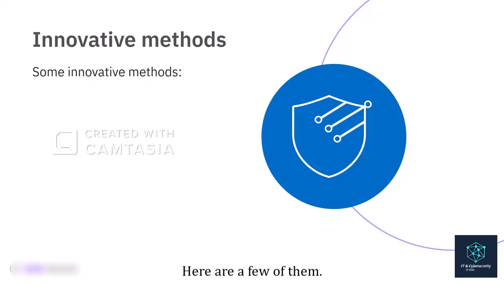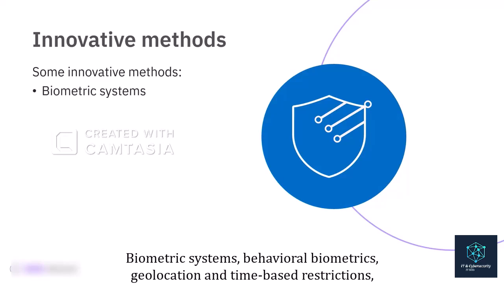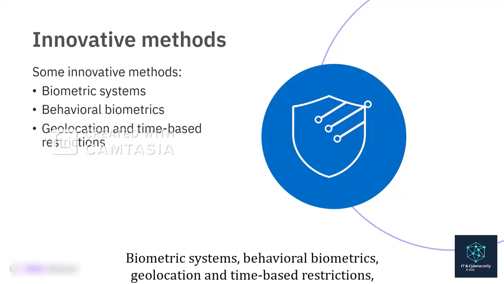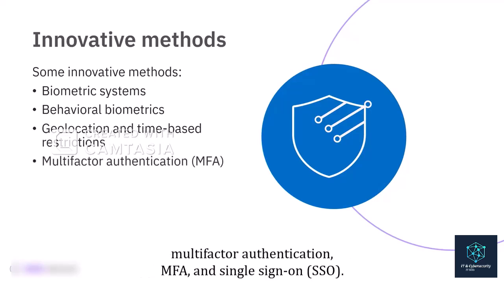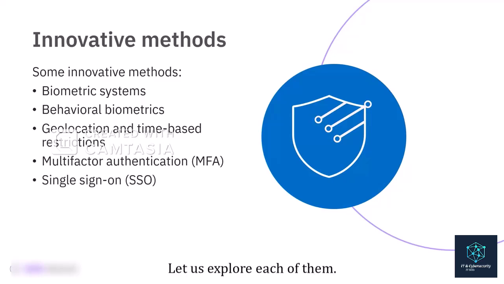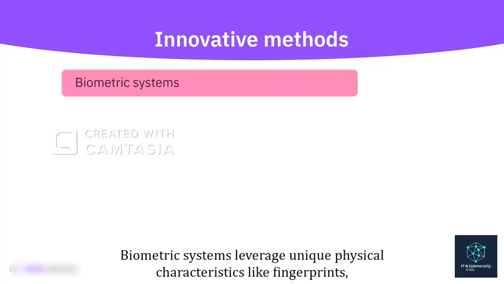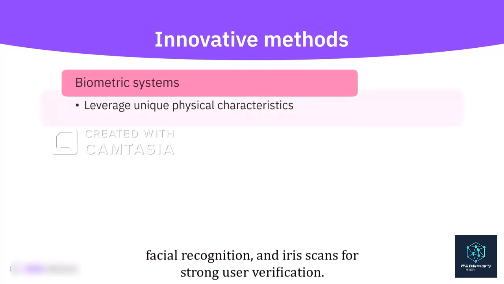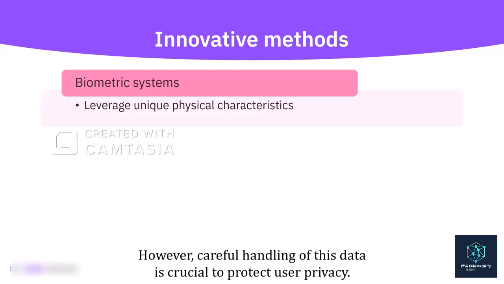Here are a few of them: biometric systems, behavioral biometrics, geolocation and time-based restrictions, multi-factor authentication (MFA), and single sign-on (SSO). Let us explore each of them. Biometric systems leverage unique physical characteristics like fingerprints, facial recognition, and iris scans for strong user verification. However, careful handling of this data is crucial to protect user privacy.